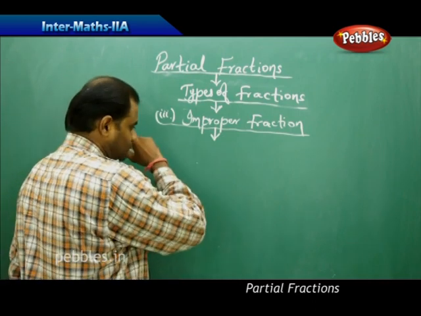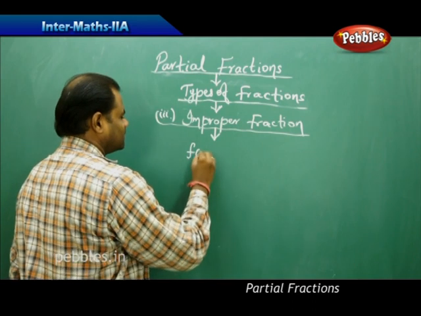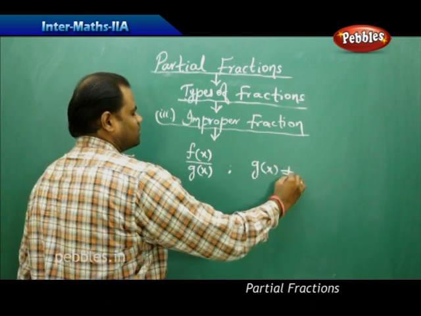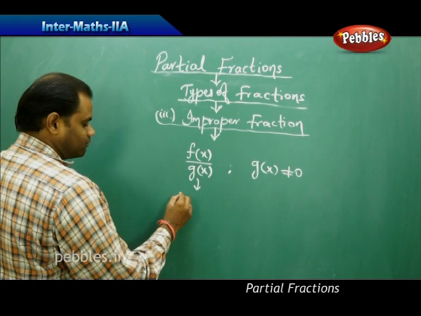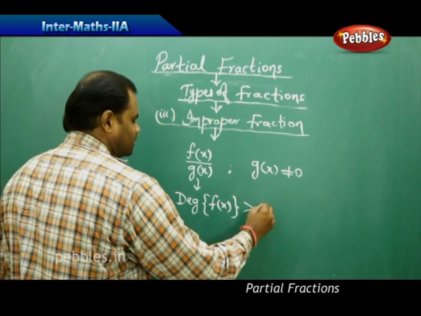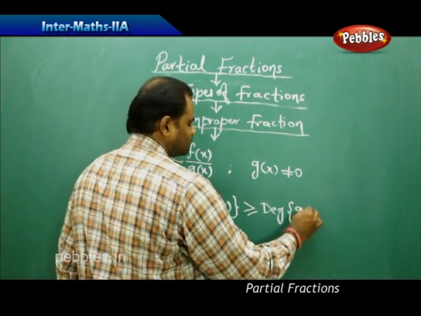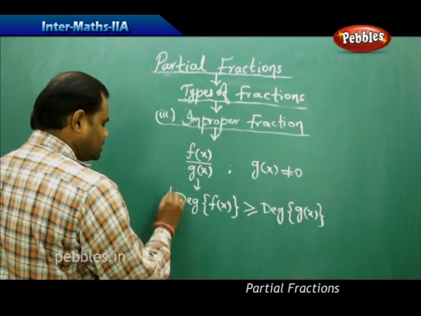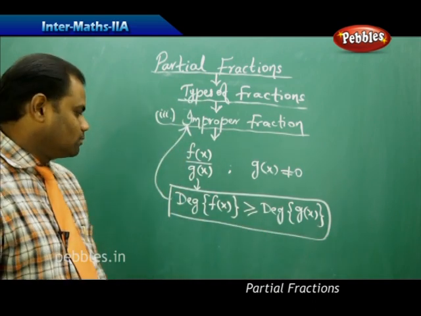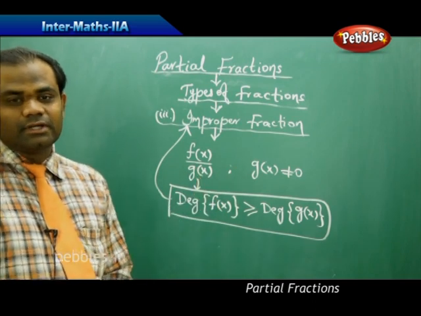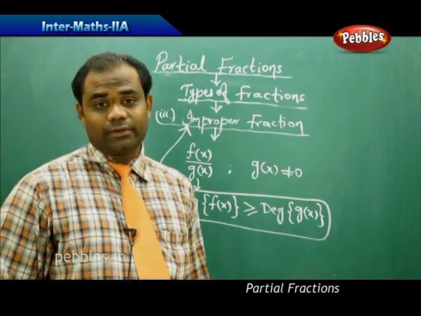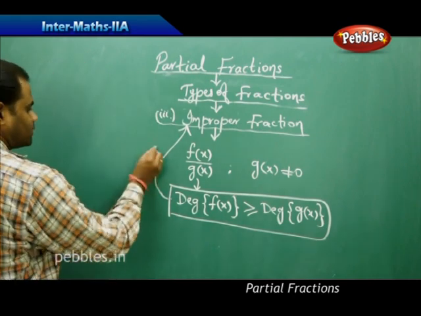That is, if I have a function f of x by g of x with g of x not equal to 0, then this is called an improper fraction if degree of f of x is greater than or equal to degree of g of x. So under these conditions we call the given function an improper fraction. So it is contradictory to the previous definition which says degree of f of x is less than degree of g of x, but in this case degree of f of x must be greater than or equal to degree of g of x.